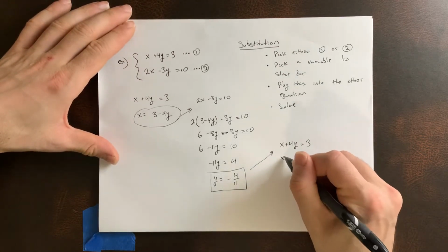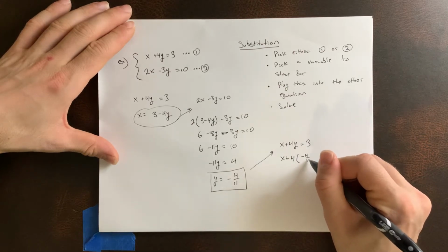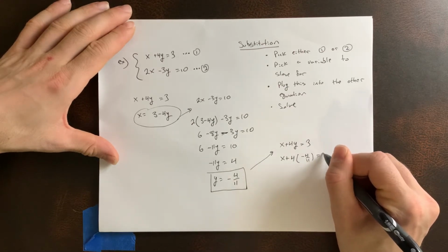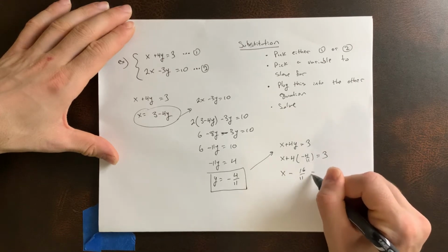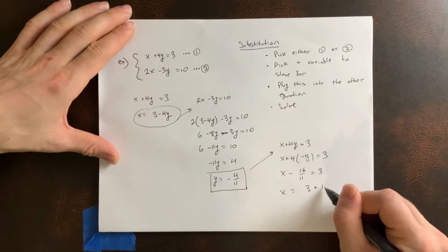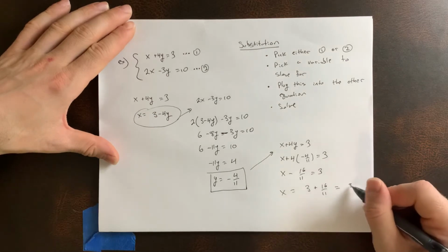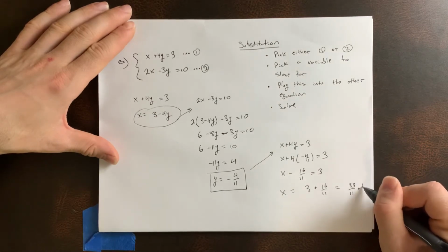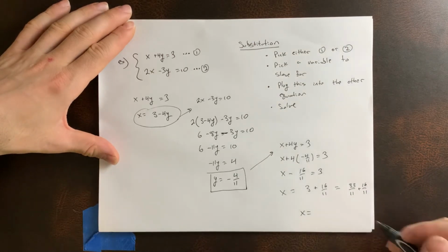So we're going to get x plus 4 times minus 4 over 11 equals 3. So we're going to get x minus 16 over 11 is equal to 3. x is equal to 3 plus 16 over 11. That's going to be equal to 33 over 11 plus 16 over 11. So then we get x is equal to 49 over 11.